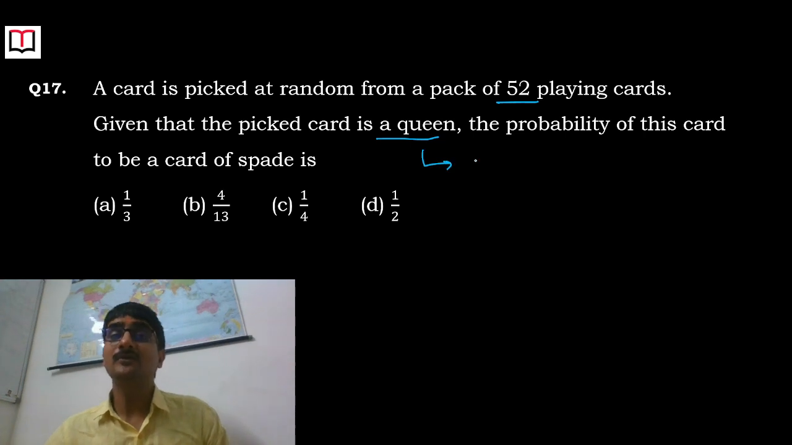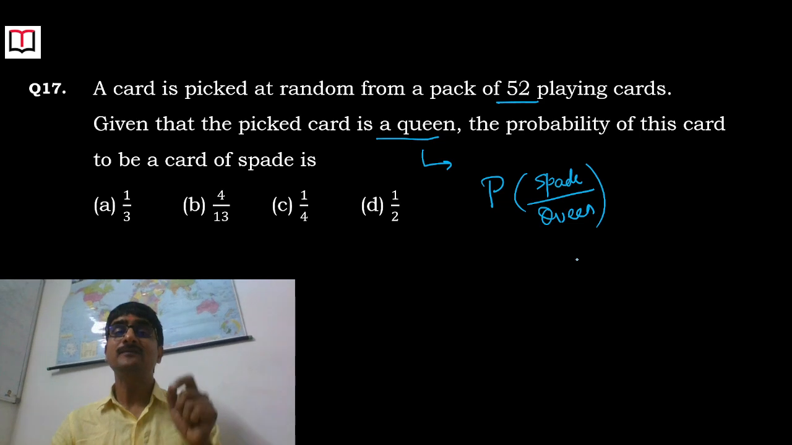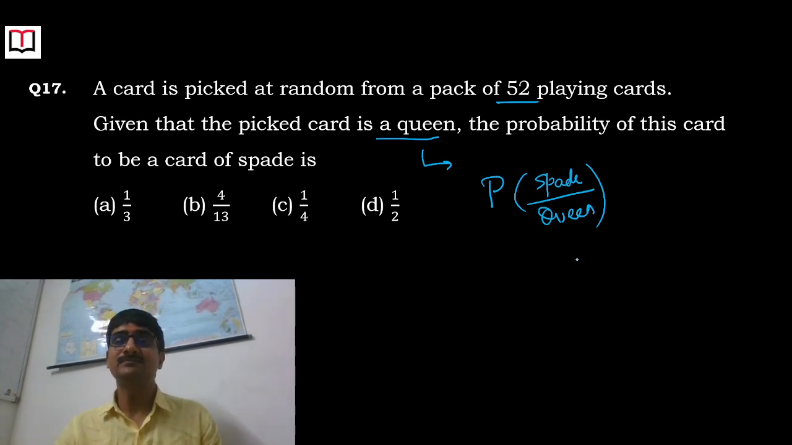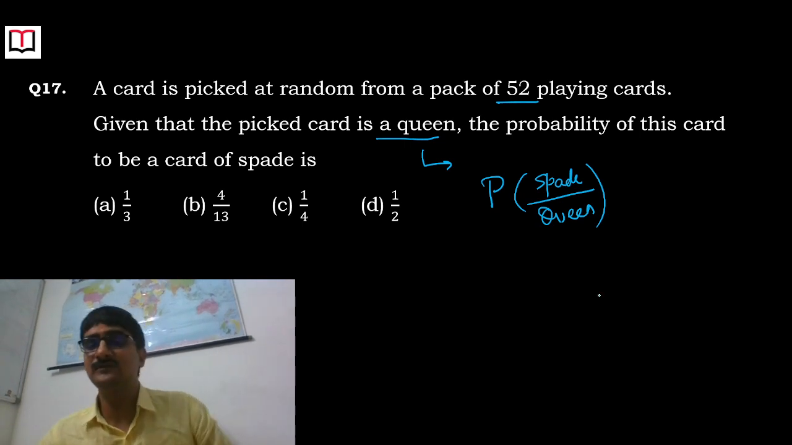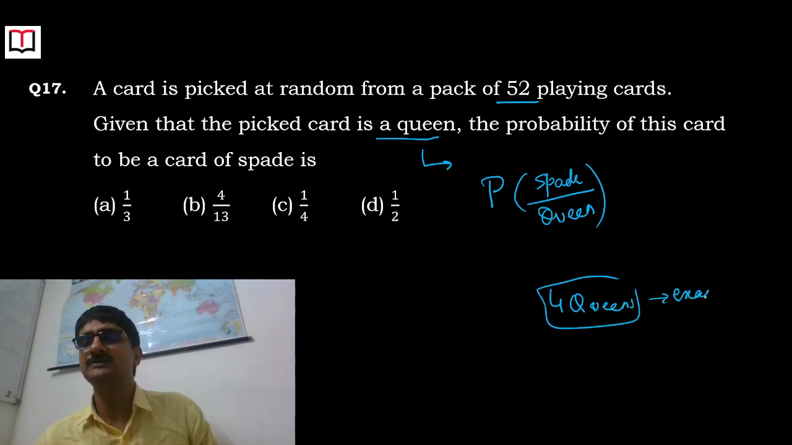Okay, see how many queen cards we have. It's a conditional probability of getting a spade when it is given that you already have a queen. So when it's a conditional probability, the event which has already occurred is the sample space. What's the sample space? Sample space is queen. How many queens do we have? We have four queens, isn't that so? Out of these four queens, there's exactly one spade queen.